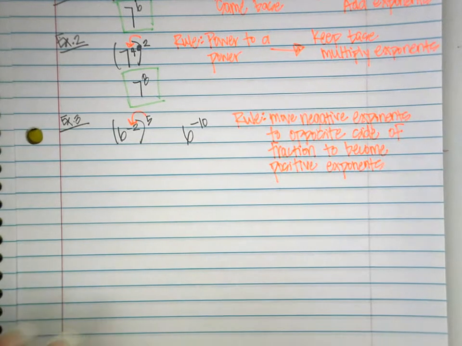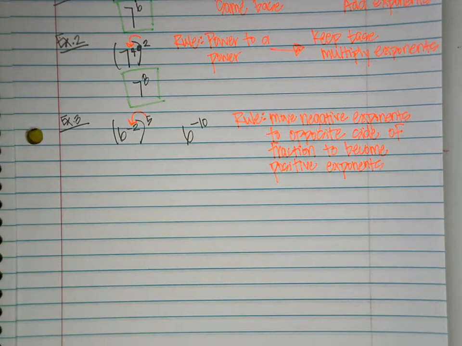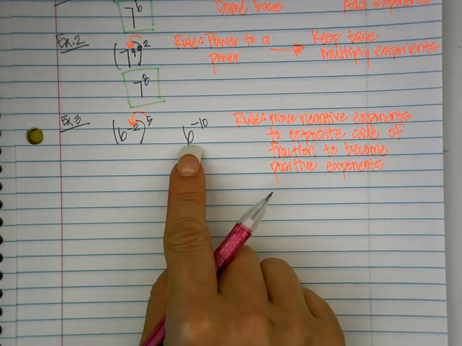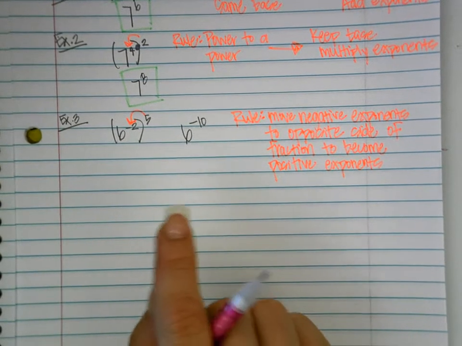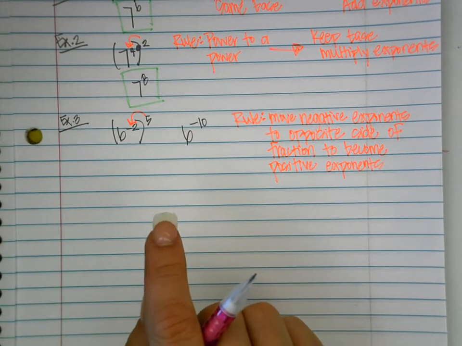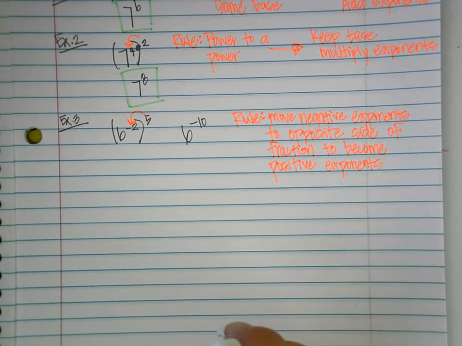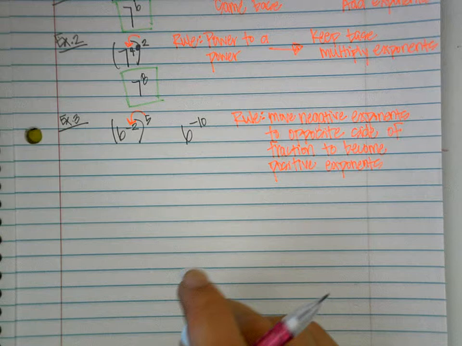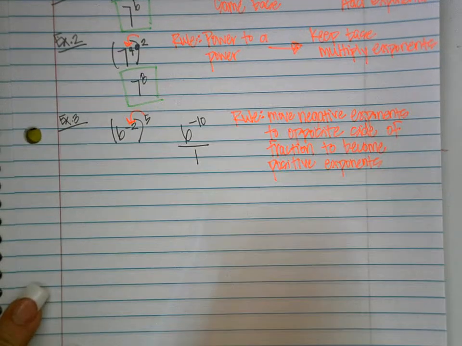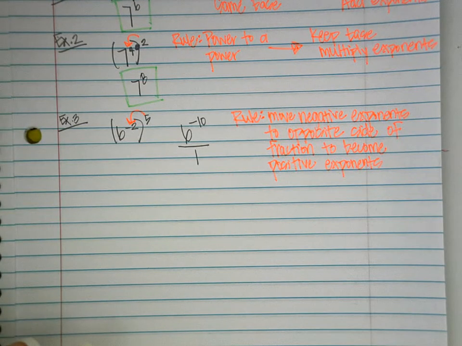Okay, move negative exponent to opposite side of the fraction to become positive exponents. So here is 6 to the negative 10th power. Is that written as a fraction currently? No, but can I write it as a fraction? How do I make it into a fraction? How do you make anything into a fraction? Just put a 1 underneath it. So make it a fraction. Just put a bar, put a 1 underneath it.